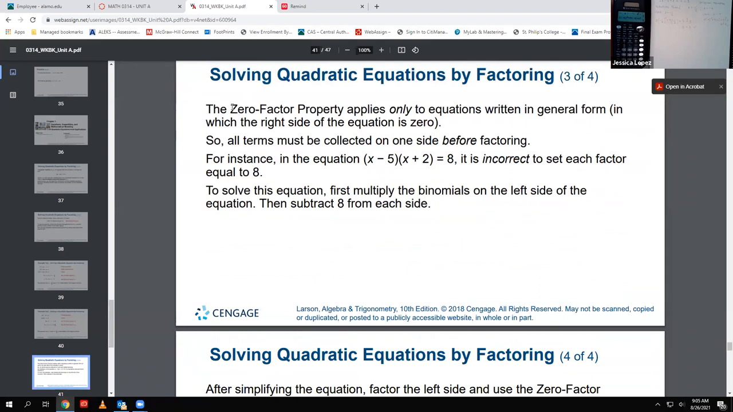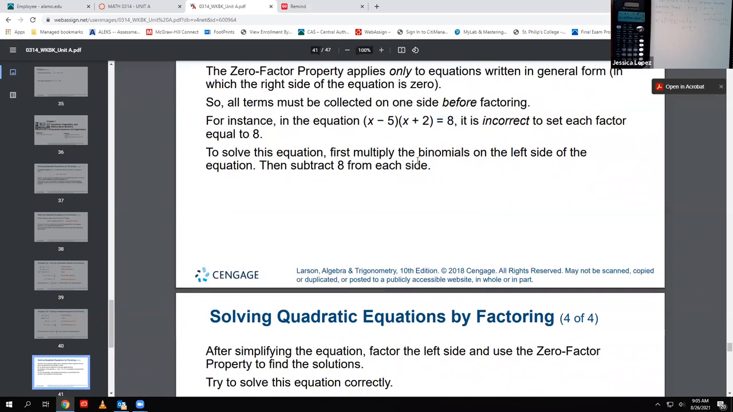Notice that it's called the 0 factor property because it only applies to equations that have 0 on one of the sides of the equation, normally the right-hand side, but not necessarily, okay? So as long as the whole thing is equal to 0, you can apply it. If you try to do it to problems that don't have 0, it's not going to work. You're going to get the wrong answers, okay?